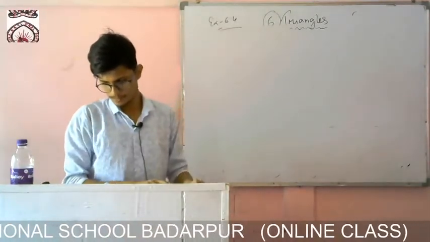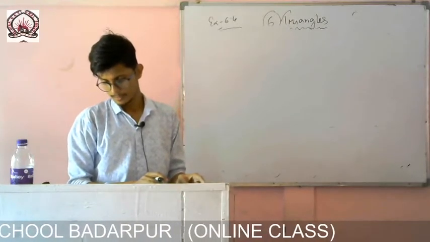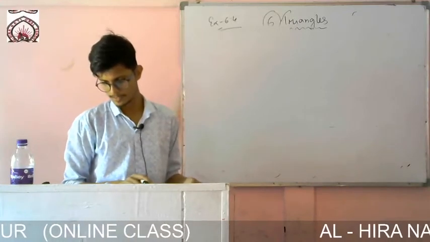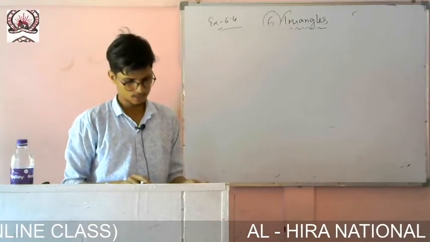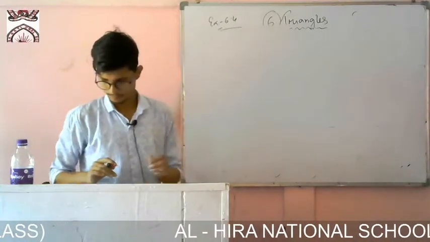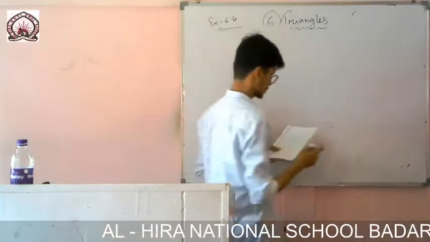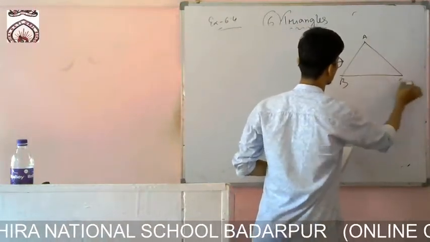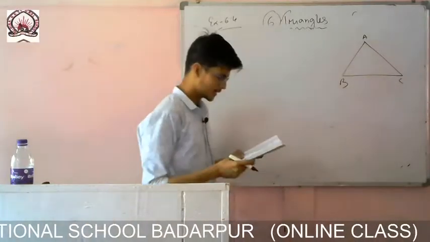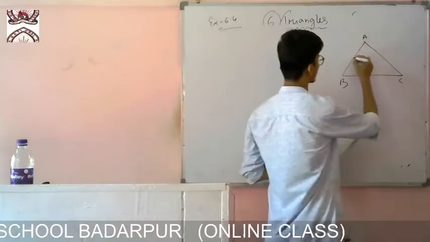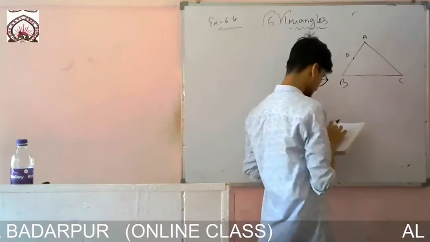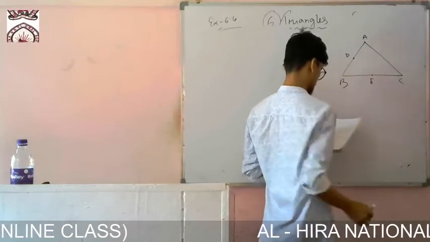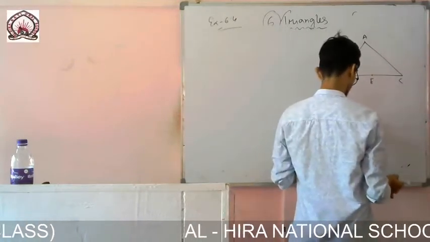Question number 5: D, E and F are respectively the midpoints of the sides AB, BC and CA of triangle ABC. Find the ratio of the areas. Let me draw a triangle ABC. D is the midpoint of AB, then E is the midpoint of BC, and F is the midpoint of CA.